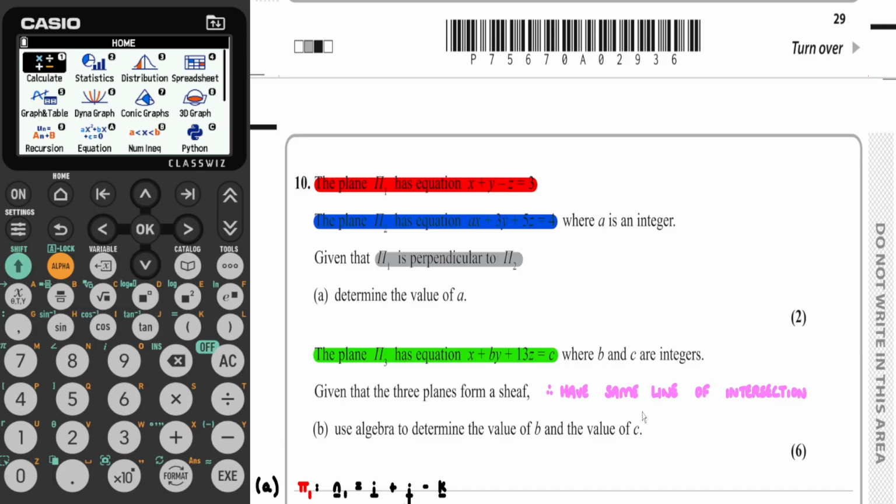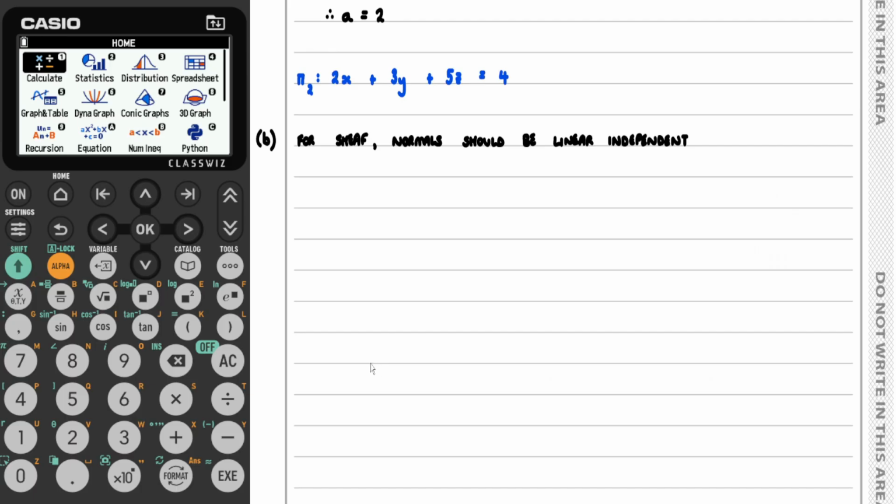Let's draw a diagram for that. You can see here we've got the plane pi 1, we've got the plane pi 2, and the plane pi 3, and they've got this common line of intersection here. For a sheaf, the normals should be linearly independent. So what we need to do is find the determinant of that.